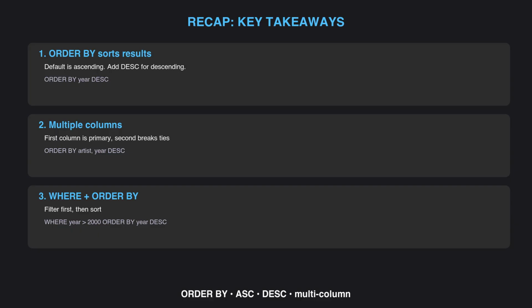Recap. 3 key takeaways. First, order by sorts results. Default is ascending. Add DESC for descending. Second, sort by multiple columns. First column is primary, second breaks ties. Third, combine where and order by. Filter first, then sort.